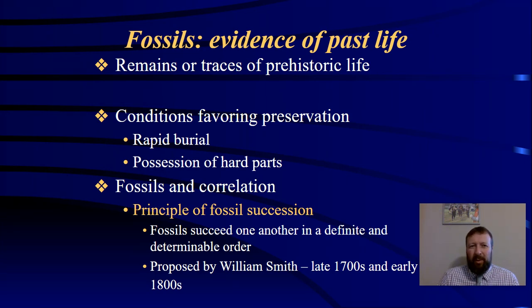There's a whole section in the full PowerPoint on different types of fossils, but it doesn't have to be the actual remains. It can be traces like burrows, footprints. It doesn't actually have to be the remains of the prehistoric life. In order for a fossil to form, it has to have rapid burial, and it has to have a hard part. It has to have something that's going to create that impression. It's going to create the mold that's going to take place.